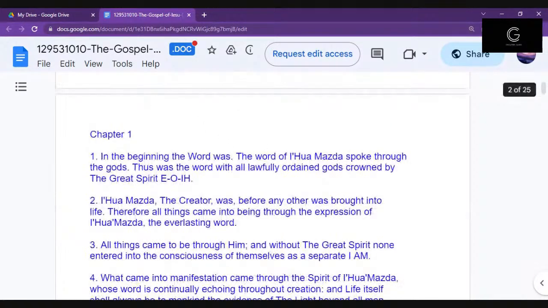But here is the book of Iesu, chapter 1. In the beginning, the word was. The word of Ahua. Now, mind you, I know you heard of Ahura Mazda, Ahura, but this is Ahua. Ahua means the large men, right? Mazda means master of or lord of. The large men. Ahua. You dig what I'm saying? We ain't gonna show you, right?